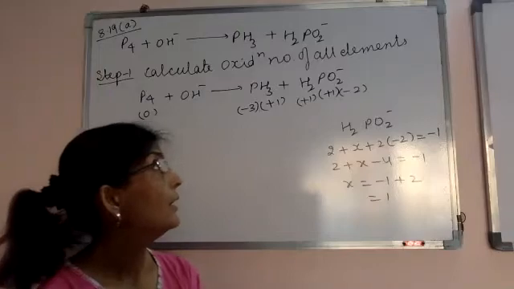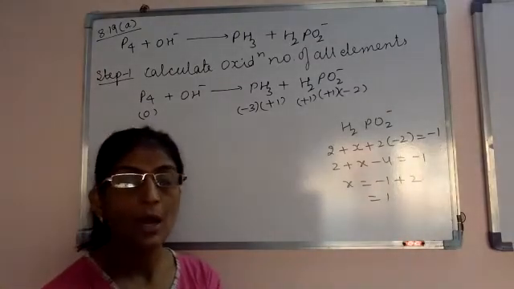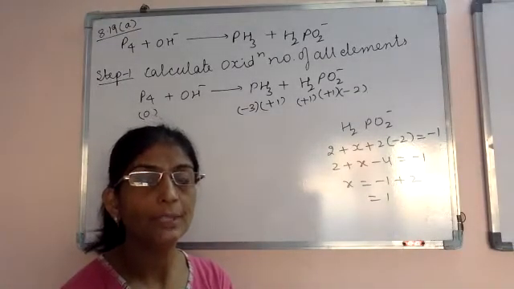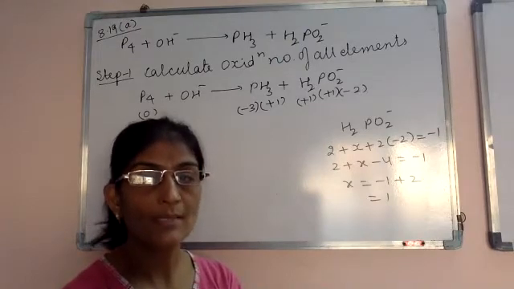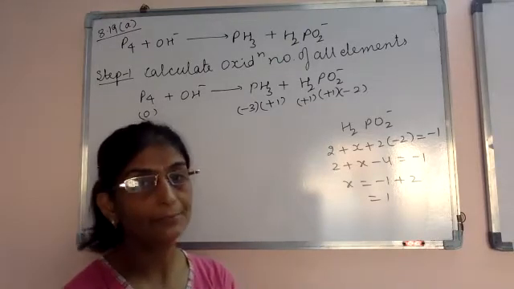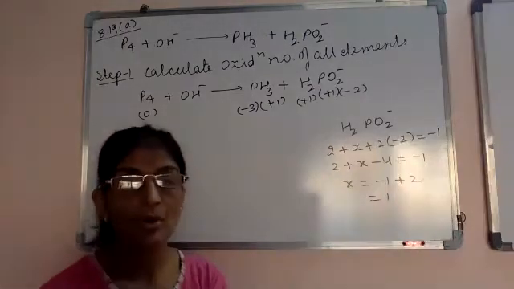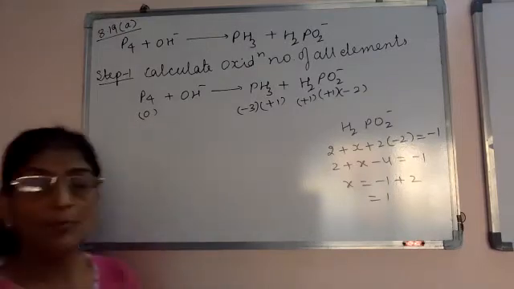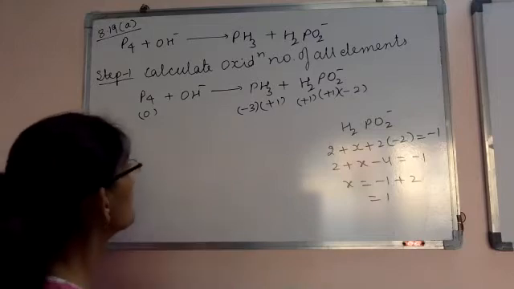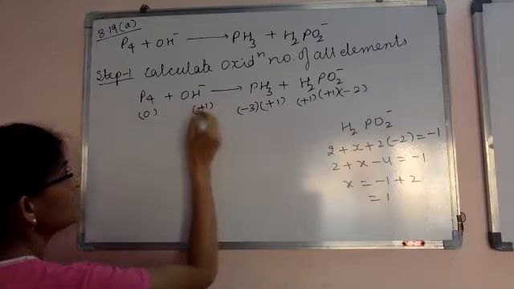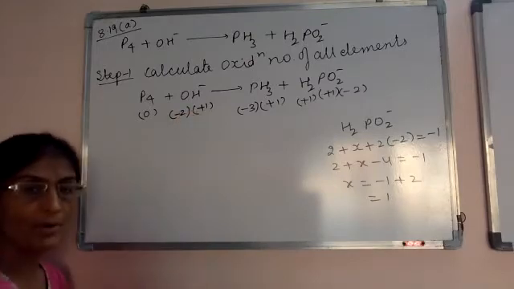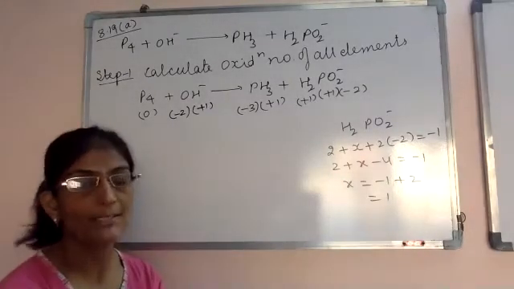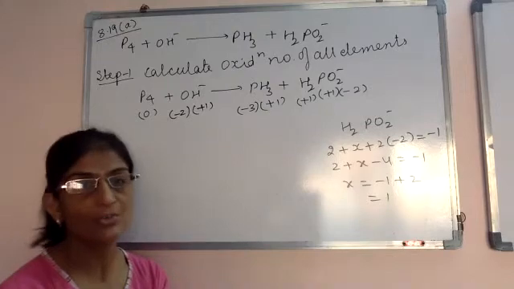This is the anion of the salt of hypophosphorous acid, so its name will be hypophosphite ion. H2PO2 minus is known as hypophosphite ion. Now we have found out the oxidation number of all the elements. And we can see that only the oxidation number of phosphorus changes. Hydrogen and oxygen are +1 and -2 only, so there is no change in oxidation number of oxygen and hydrogen. There is change in oxidation number of only phosphorus.